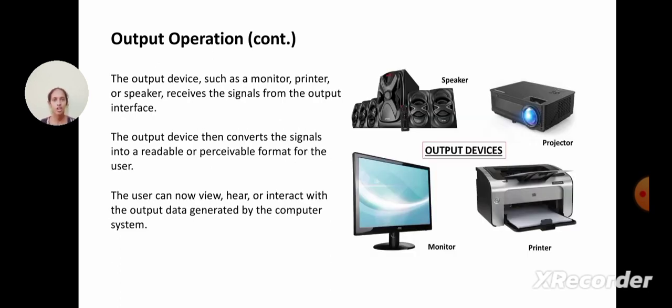Output operation. The output devices such as the monitor, printer or speaker receive the signal from the output interface. The output devices convert the signal into a readable or perceivable format for the user. The user can now view, hear or interact with the output data generated by the computer system.